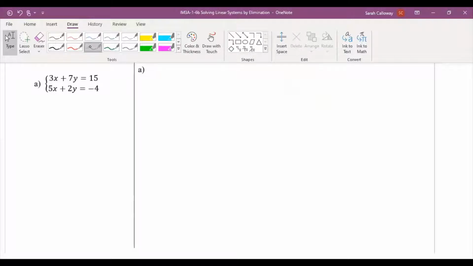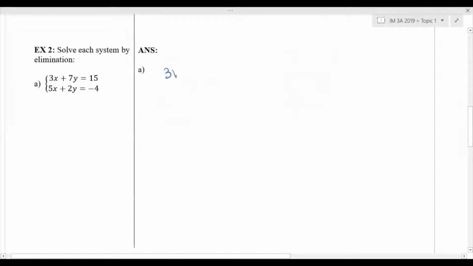So if I look at these, I have 3x plus 7y equals 15. And then I have 5x plus 2y equals -4. And so for those, notice that I can't just add them together. I'm going to make my 2 look a little nicer. So what I do have to do is figure out a number that I can multiply one or more of the equations by in order to cancel.